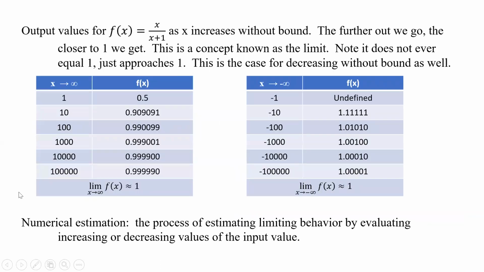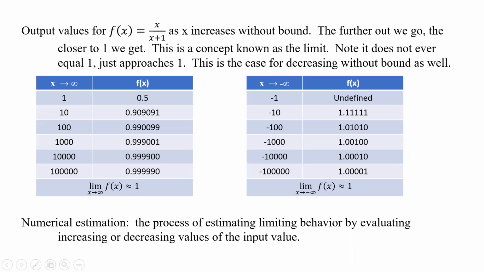So what we're going to look at here is the output values for f of x equals x over x plus 1 as x increases without bound. Okay, so we're going to increase it without bound. Now, the further out we go, the closer to 1 we're going to get. We're going to see. Okay, now this is a concept known as the limit. And see, in this business calc, that's how we're going to work at things. We're just going to say, yeah, this is a limit.